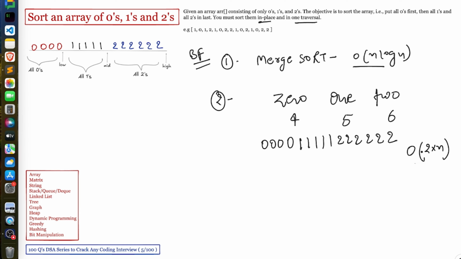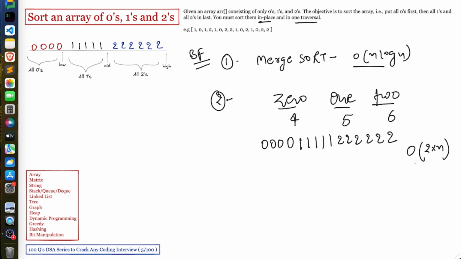So in this approach, your complexity is order of 2 into n, right? So precisely it's 2 into n, but in big O notation it's called order of n. But I would like to highlight this part because in the problem statement we have to do it in one traversal, right? But here we are using two traversals. The first traversal would be used to store the frequency of zeros, ones, and twos, and the second traversal would be used to keep all the zeros, then all the ones, and then all twos, right? So here the complexity is order of 2 into n.